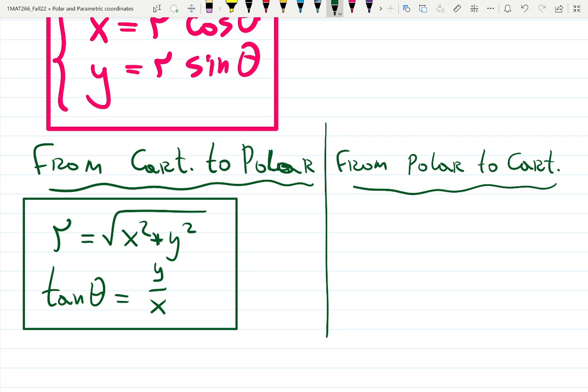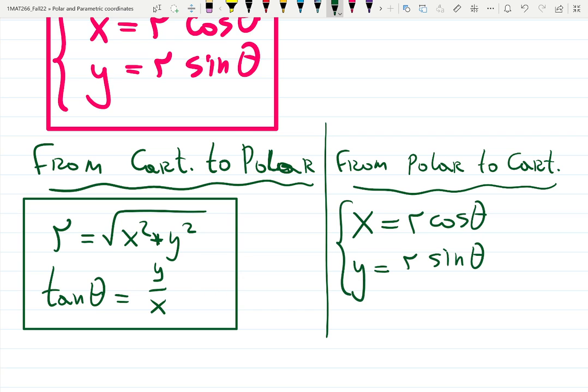If they want you to get rid of polar parameters, theta and r, then you know the correlation. x equals r cosine theta, y equals r sine theta. And you will do those tricks we learned from the previous chapter. Square and add both sides. And then usually the parameter disappears.